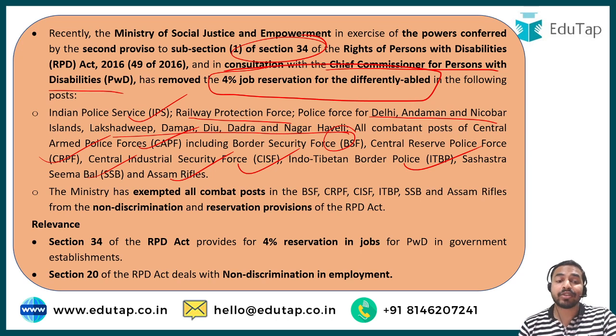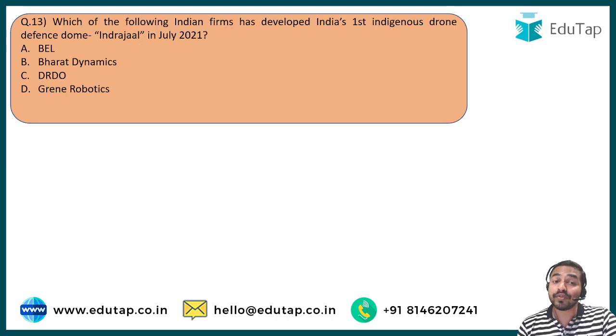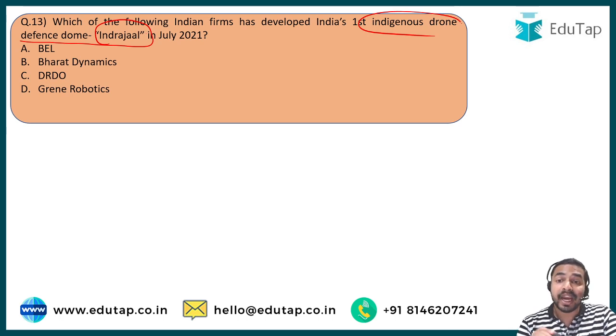So my dear friends, that was an important point from this particular news, and some other important information is also mentioned here for value addition. You can go through them. Now let us move on to the next question of our today's session, which is, which of the following Indian firms has developed India's first indigenous drone defense dome, that is Indrajal, in July 2021? So recently India's first indigenous drone defense dome Indrajal was developed, and you are going to tell me which one of the following firms has developed this Indrajal, whether it is Bell, Bharat Dynamics, DRDO or Green Robotics.